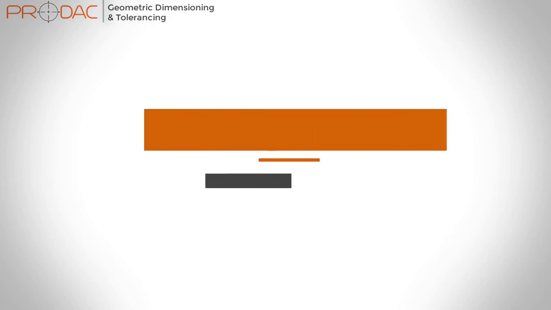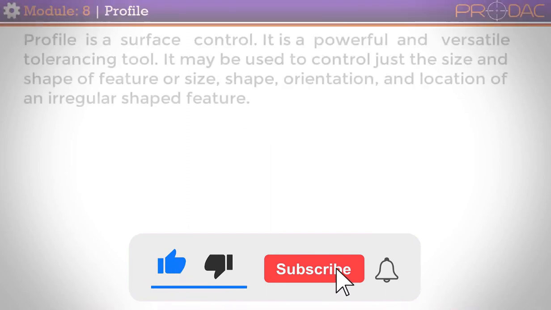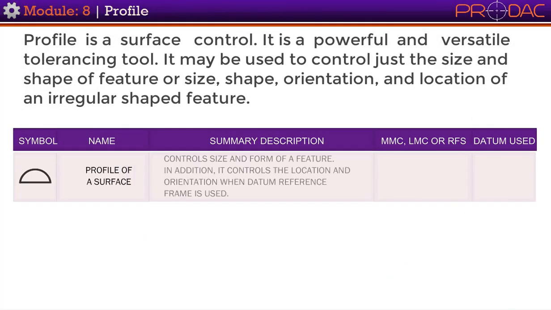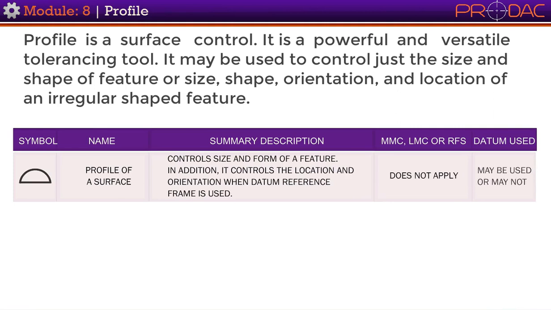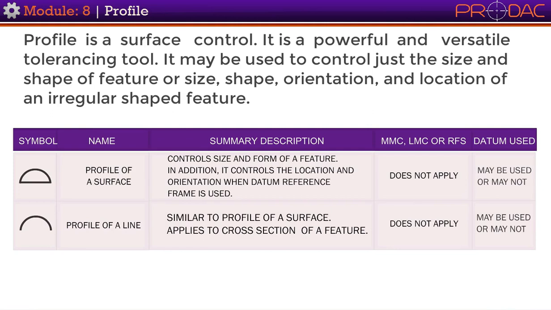Module 8: Profile in GD&T. Next in this series. Profile is a surface control. It is a powerful and versatile tolerancing tool. It may be used to control just the size and shape of a feature, or size, shape, orientation, and location of an irregular shaped feature.